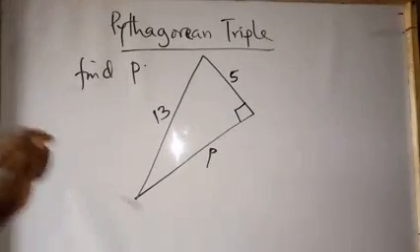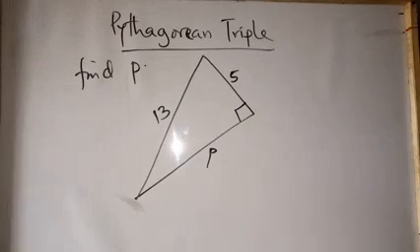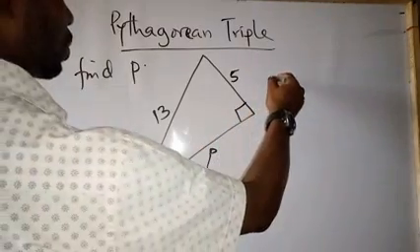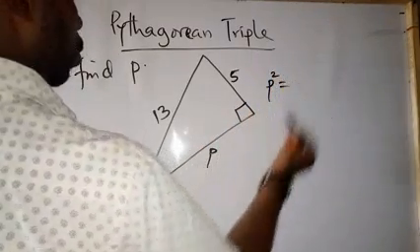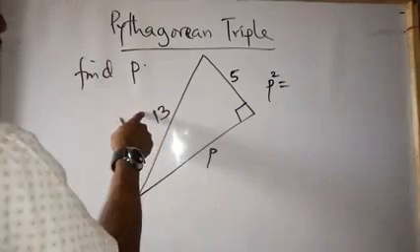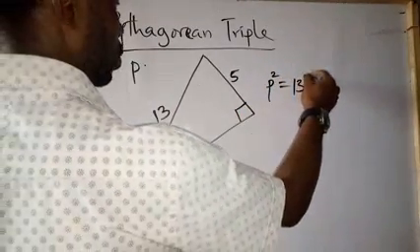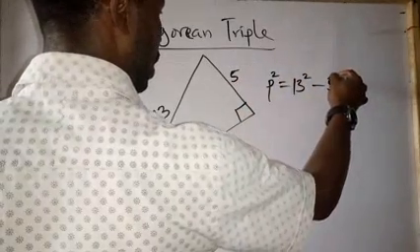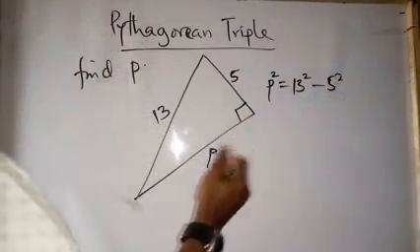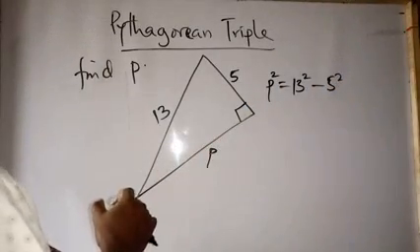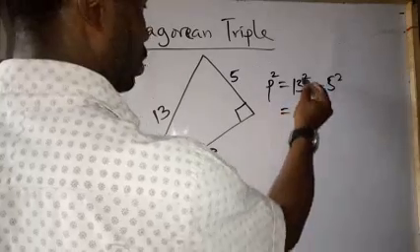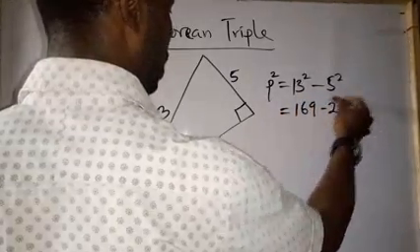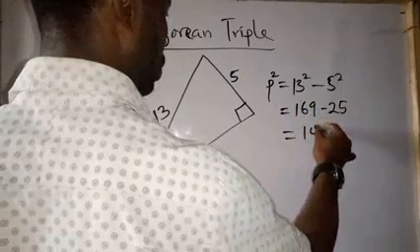That means I'm going to be using minus. I just explained it. So for me to find P now, I will say P squared is equal to, I said you will write the hypotenuse first, 13 squared minus 5 squared. If you think you can't remember, quickly rewind the video to where I was explaining it. You will find it there. And this one is 169 minus 25. When you subtract this, you will get 144.